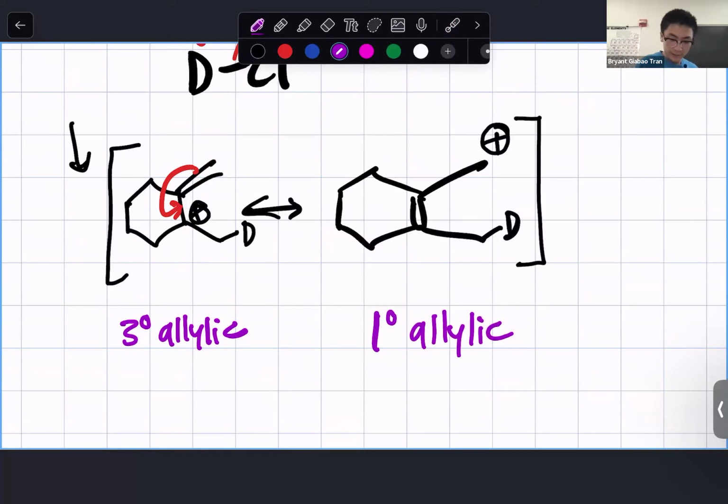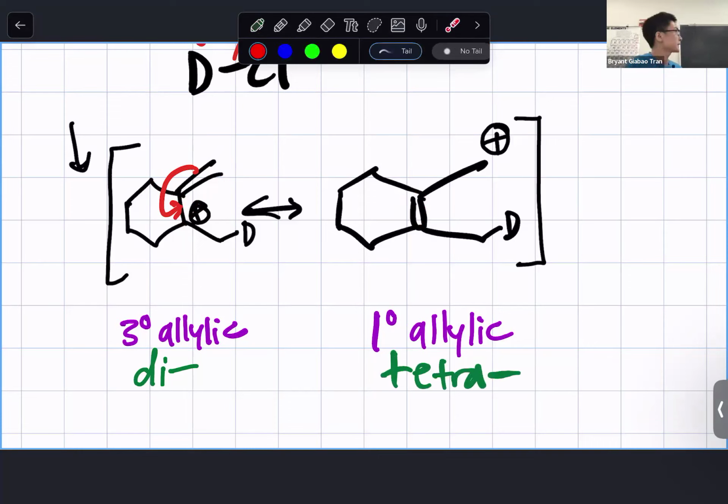Right? Now let's classify the double bond. What kind of double bond is this right here? Like, what is the substitution? Is it unsubstituted, mono, di, tri, tetra? Di substituted, right? Because there are two R groups. So di substituted. What about this double bond here? Yep, tetra. So based on that, which one would give you your thermodynamic product?